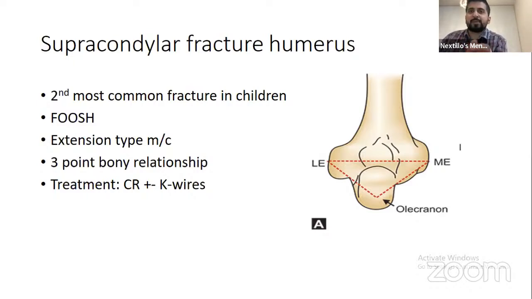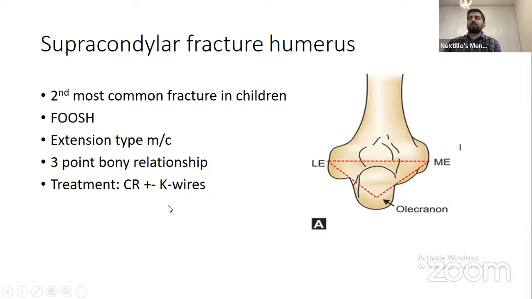So, extension type is the most common, and what is important to remember is the 3-point bony relationship is maintained in this fracture. The 3 points being the lateral epicondyle of the humerus, the medial epicondyle, and the tip of the olecranon. Now, the supracondylar fracture will occur somewhere here. So the 3-point bone relationship is preserved, and this has been asked in your exam multiple times, which of these fractures bone relationship is maintained.